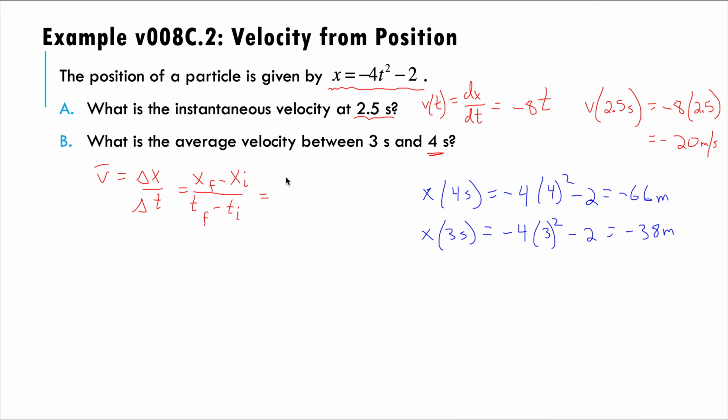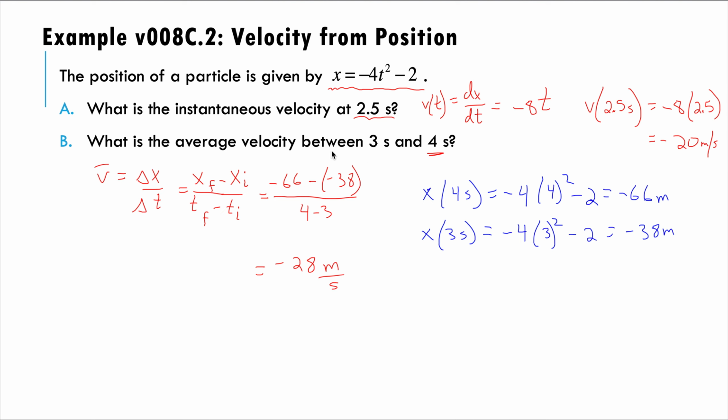So now we have our final and initial positions, negative 66 minus a negative 38, that's in meters, over 4 minus 3, and that's going to give us negative 28 over 1, or negative 28 meters per second. So we do have a negative average velocity and a negative instantaneous velocity at that time.